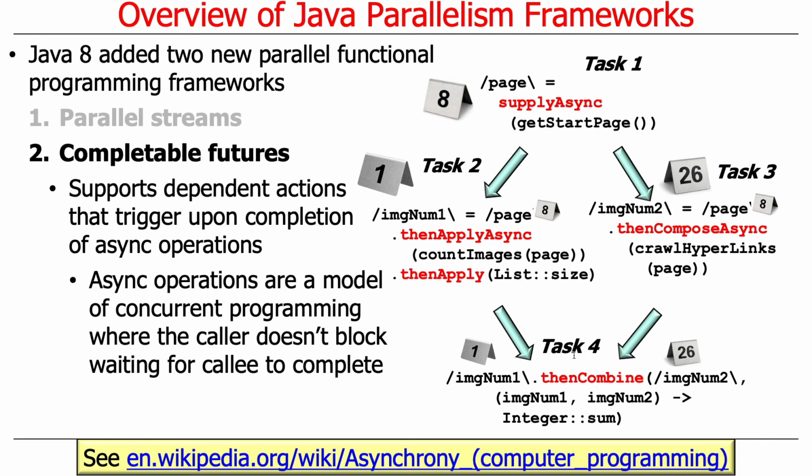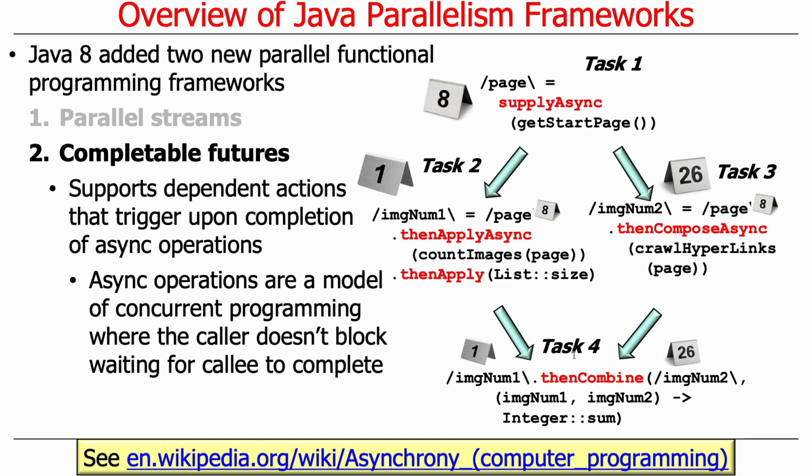So essentially, all the stuff I've highlighted in red here, like thenApplyAsync, thenComposeAsync, supplyAsync, and so on, are part of the asynchronous computation model in completable futures, where the caller, the thread that invokes the operation, doesn't block waiting for the callee to complete. The caller will go off and do other things. The callee will do other things too.